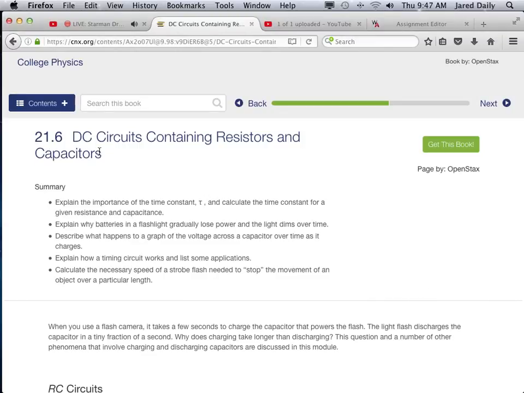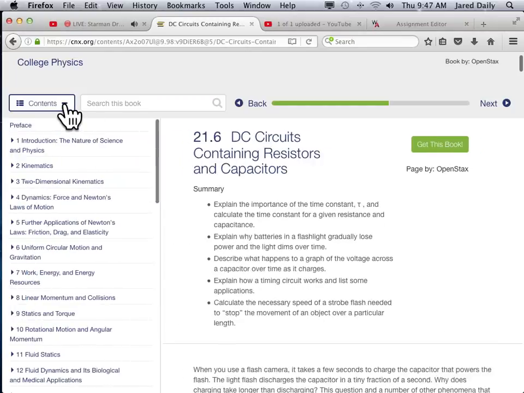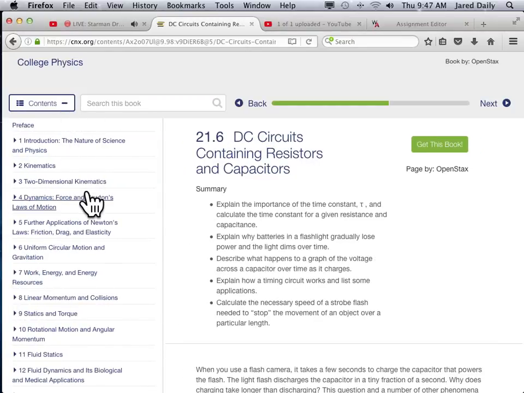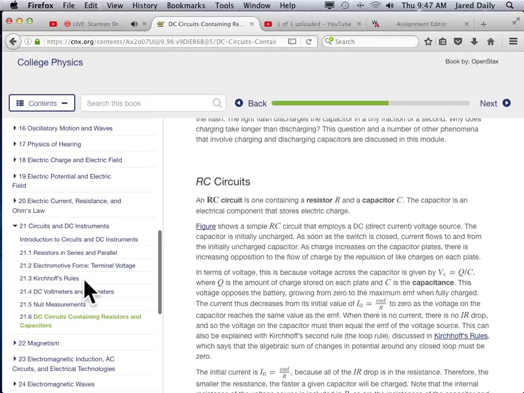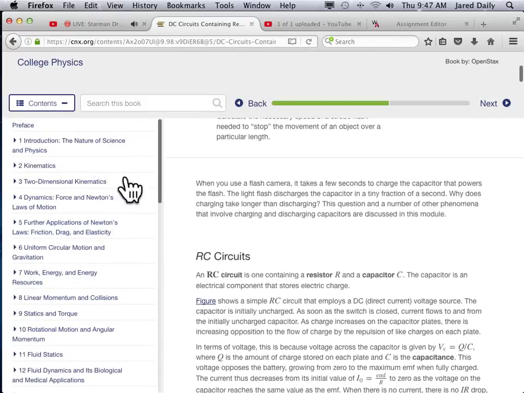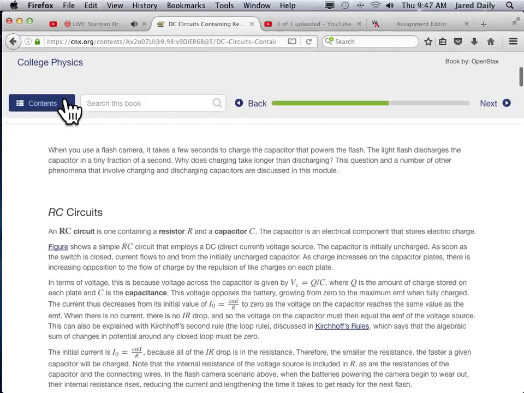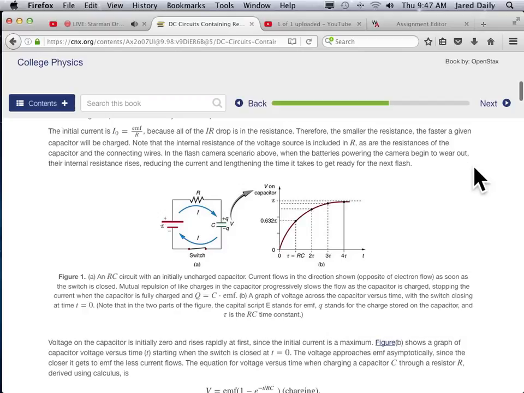Okay, so now at the end of all this, we're going to add capacitors into the mix. I believe this is the end of chapter 21. Let's check real quick. Yep. So at the end of this, we're going to add in capacitors into the mix and figure out how they are affected by things. And the really interesting thing is that current doesn't pass through a capacitor when it's direct current.